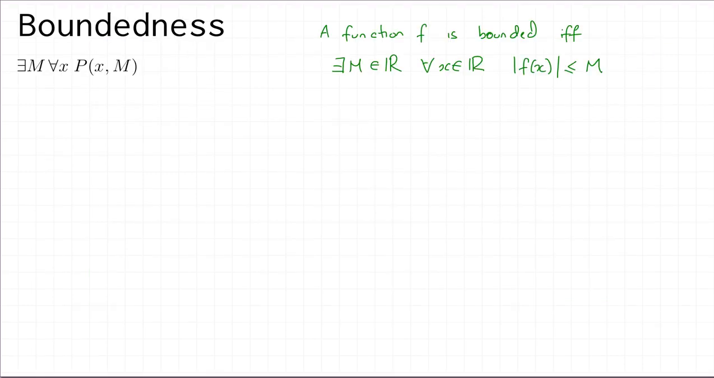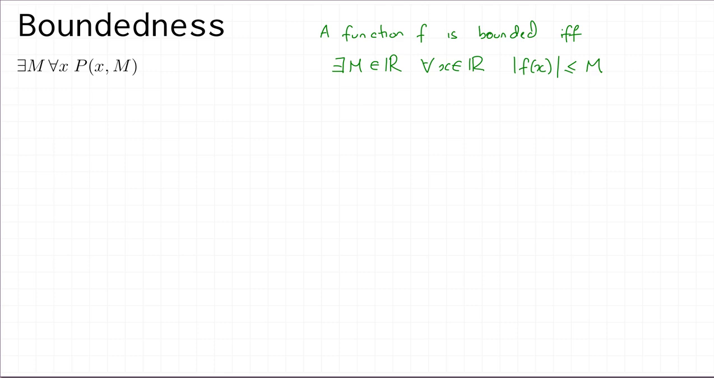We're going to look at the definition of boundedness of a function. So perhaps you've come across this in your analysis course, and perhaps not, but if you haven't, I'm just going to remind you of the definition. So a function f, and I'm thinking of a function from the real numbers to the real numbers, is bounded if and only if there exists a real number m, such that for every real number x, the absolute value of f of x is less than or equal to m. And that is an interpretation of a first order formula.